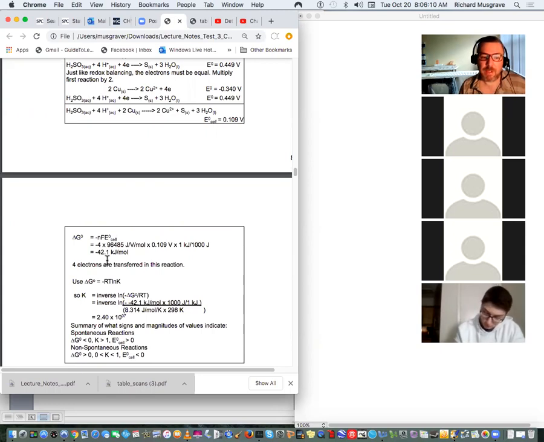Okay, the next thing is delta G naught is equal to negative RT ln K. So ln K can be isolated, and that would give you delta G naught over negative RT, or negative delta G naught over RT. And then we take the inverse natural log of this. We've done this before, probably in the first class after test 2. And we can get a K value from that as well.